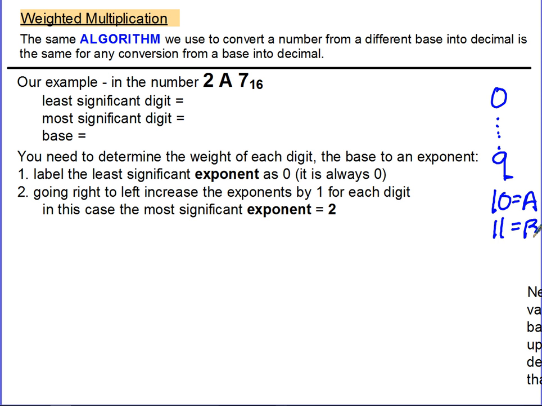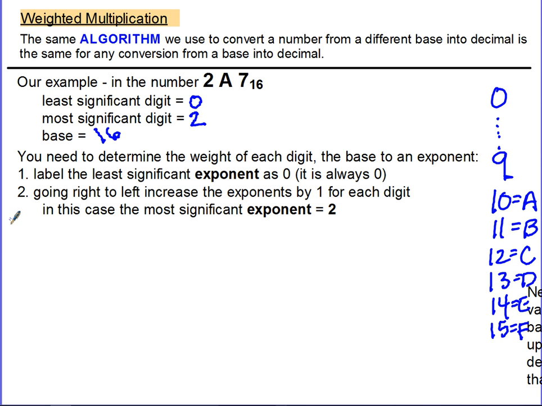Then I have 11, 12, 13, 14, and 15 to finish out my bases. So my least significant digit here is always going to be at 0. Then I have a value at 16 to the first, and then 16 squared. So my most significant digit there is 2.